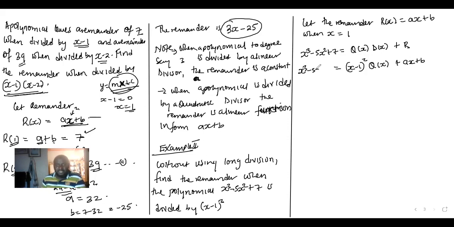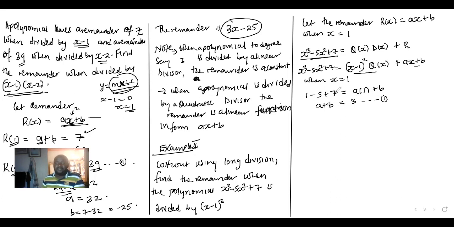Then from this knowledge you can say when x is 1, what would be the remainder? When you substitute x is 1, the divisor becomes 0. That is why when you substitute x is 1 in the remainder, the answer you get should be the value of the function. So you get 1 minus 5 plus 7 is equal to a times 1 plus b. You will get a plus b is equal to 3, equation 1. We have done this before.